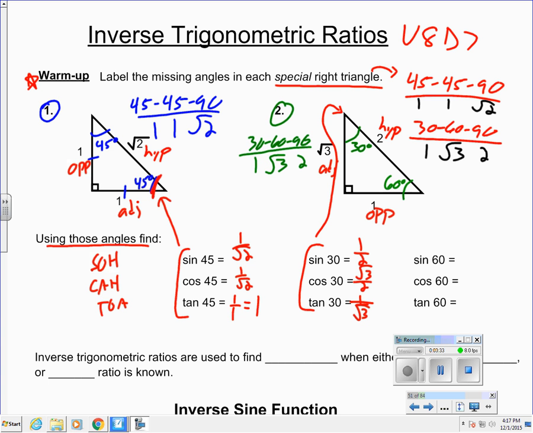Do the same thing with the 60, except we have to relabel the sides. With the 60, this side is now the adjacent, square root 3 is now the opposite, 2 is still the hypotenuse. So we do sine, opposite over hypotenuse is now square root 3 over 2, cosine 1 over 2, adjacent over hypotenuse, and tangent is square root 3 over 1, which is just square root 3.